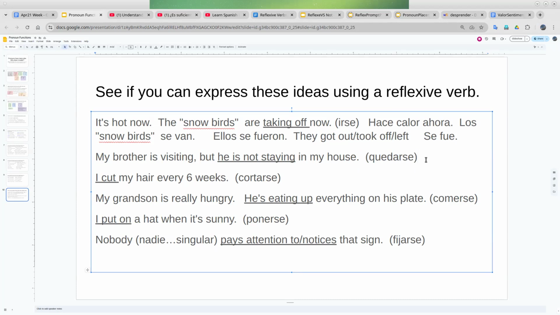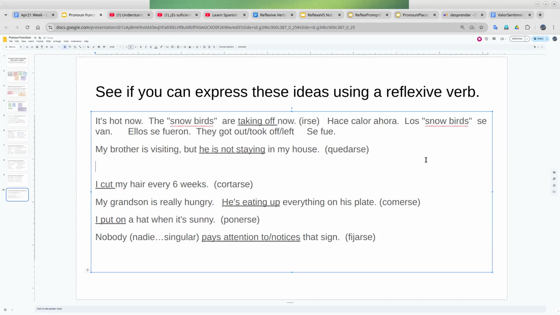So let's take a look at the whole idea. Mi hermano visita, pero, oh, he's not. So we're going to have to put a no in there. No. And what do we do with quedarse? It's a very regular verb. We can't use me, te, or nos because I'm not talking about myself or a group or you. I'm talking about one guy, my brother. So we use se.